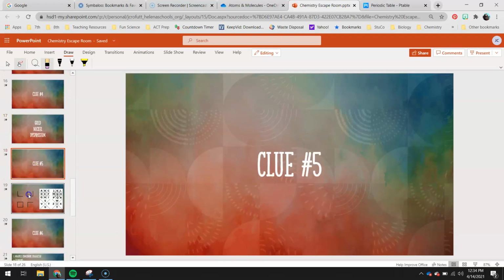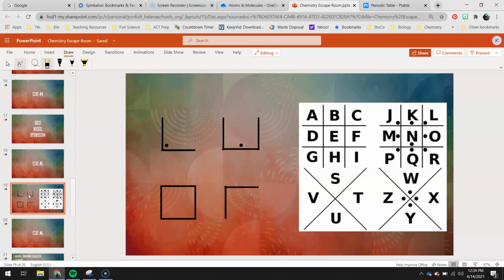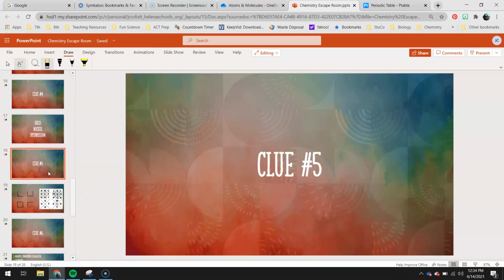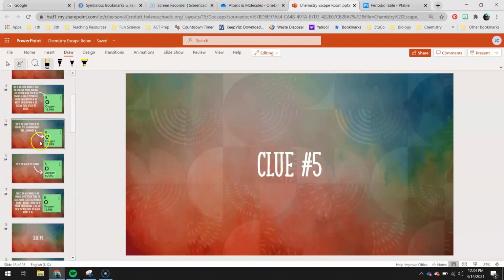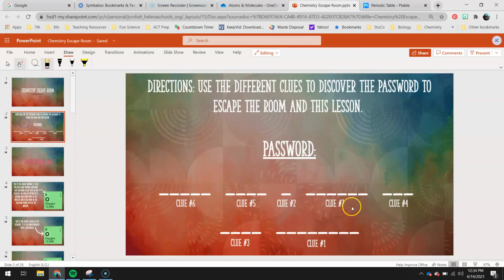Clue number 5 is actually not chemically related at all. It's kind of a little logic problem for you guys. You guys are given 4 symbols. Each of these symbols represents a letter. You guys can see your little key over here. So you guys need to figure out what letter each of these symbols represents, and then you guys will need to unscramble them to figure out which word I'm referring to in clue 5, which is right here.